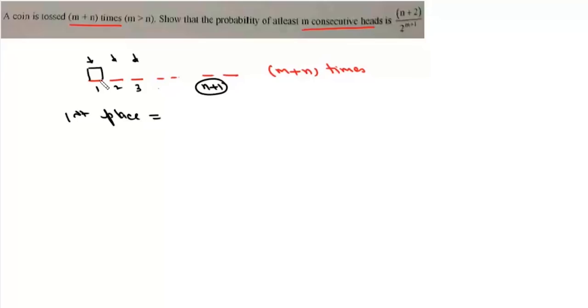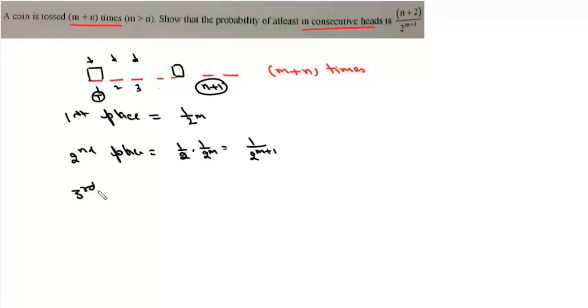Now if m consecutive heads start from the first place, we'll have heads in m consecutive positions. So for each head, we have 1 by 2 possibility. So it will be 1 by 2, 1 by 2, 1 by 2, m times. So if these consecutive heads start from the first place, the probability is 1 by 2 to the power m. Now, if these heads start at the second place, clearly the first one has to be tails. So this probability is 1 by 2, and again these m consecutive heads will be 1 upon 2 to the power m. So it will be 1 upon 2 to the power of m plus 1.